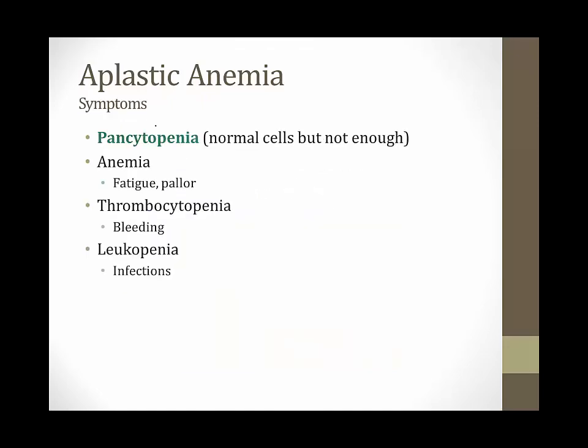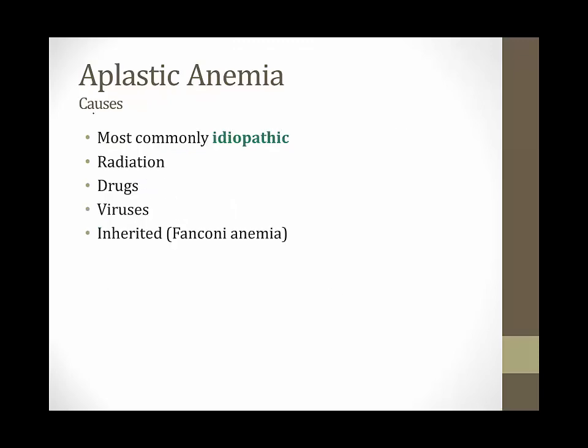The symptoms of aplastic anemia all result from the pancytopenia. There are normal cells but not enough of them being produced. So these patients will have a normocytic anemia and they can develop fatigue and pallor from the low red blood cell count. There will be thrombocytopenia, which can lead to bleeding, and there will be leukopenia, which can lead to infections.